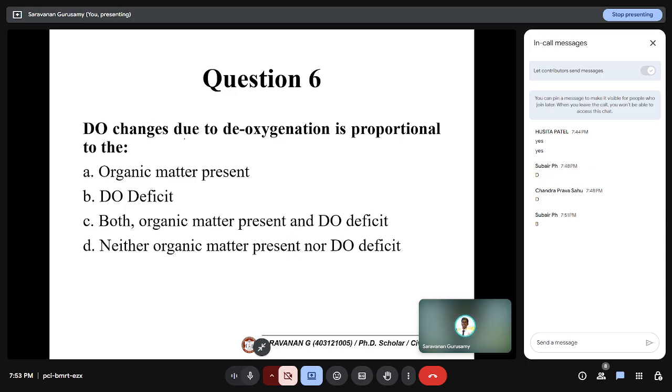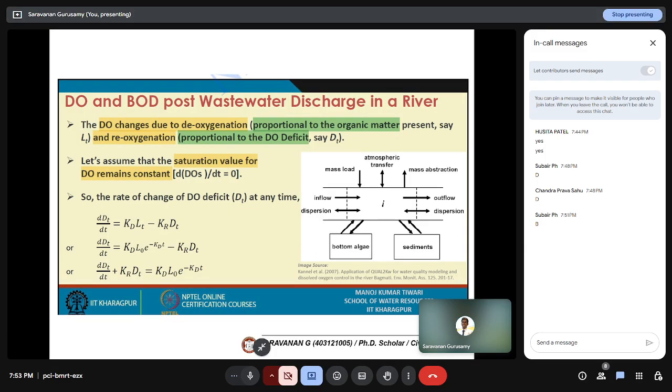Answer the question. DO changes due to deoxygenation is proportional to what? There are two conditions happening: deoxygenation and reoxygenation. Deoxygenation is due to degradation of organic matter. Reoxygenation is due to oxygen deficit, or oxygen taken from the atmosphere. More deficit is there, more oxygen will be taken from the atmosphere, because the water needs oxygen. So DO change due to deoxygenation is proportional to the organic matter present. Reoxygenation is proportional to the deficit.